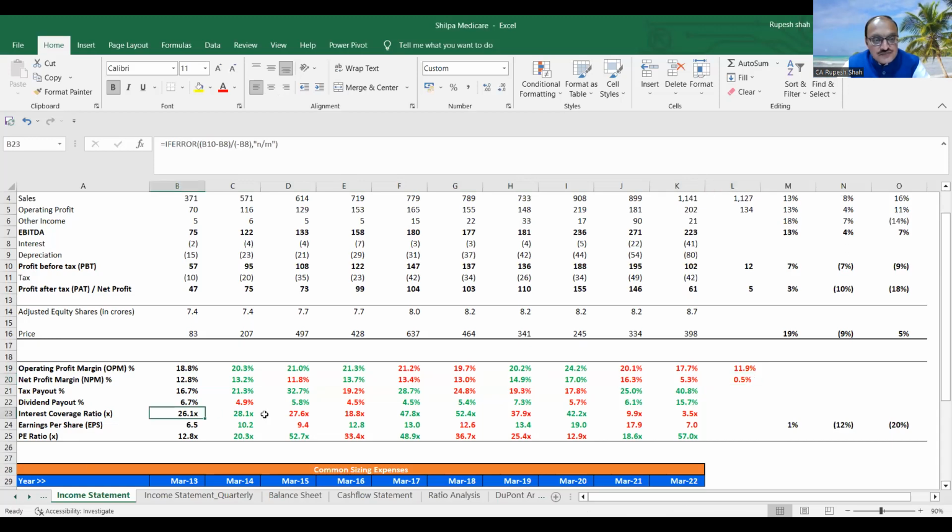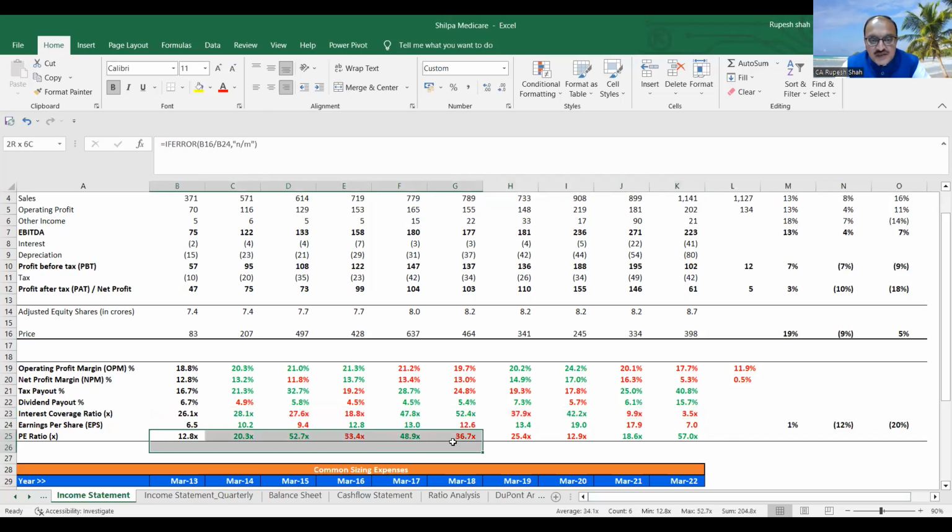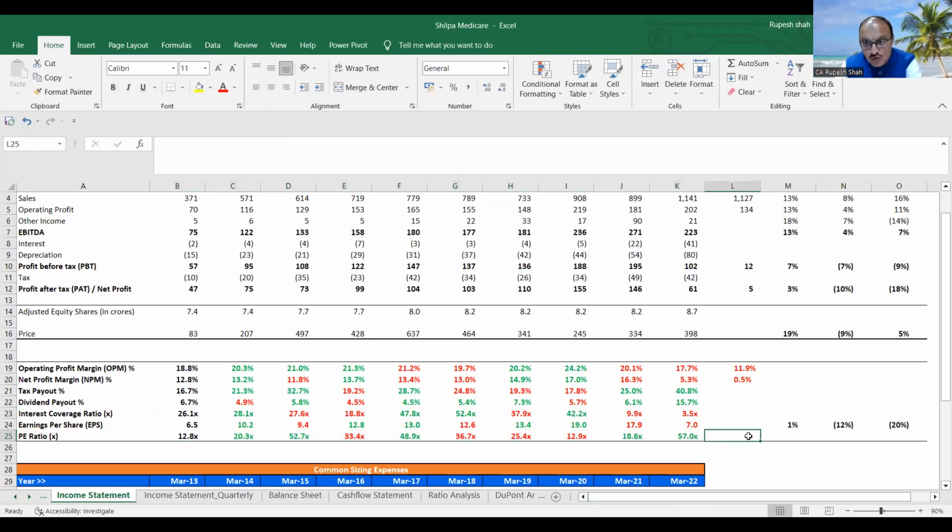Then interest coverage ratio. See, drastically from 26 times to 3 times. Still, 3 times is also good, but the way it is going down is a matter of concern. One needs to really check, either in the con call or in the annual reports, or even talk to the investor relations department and try to understand what is happening in this company. Then the PE, that is interesting, that the PE is actually re-rated to 57 times. I really don't know what the TTM PE is, but it must have derated by this time, I'm sure.